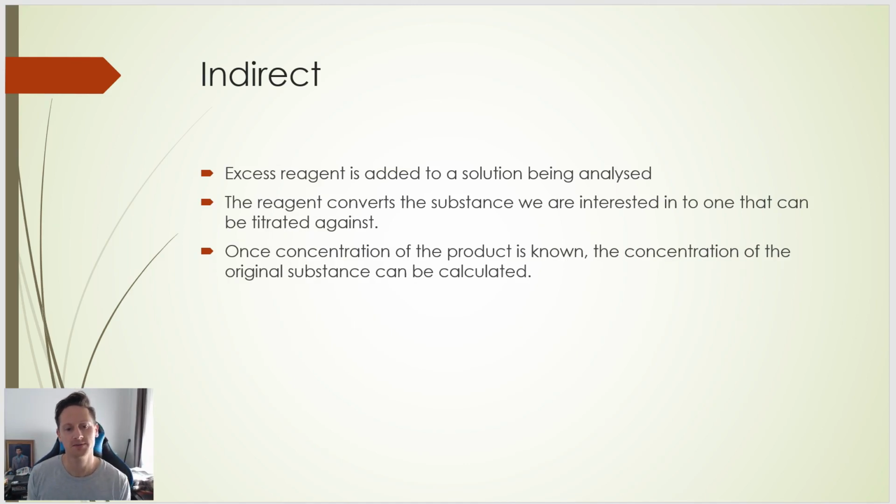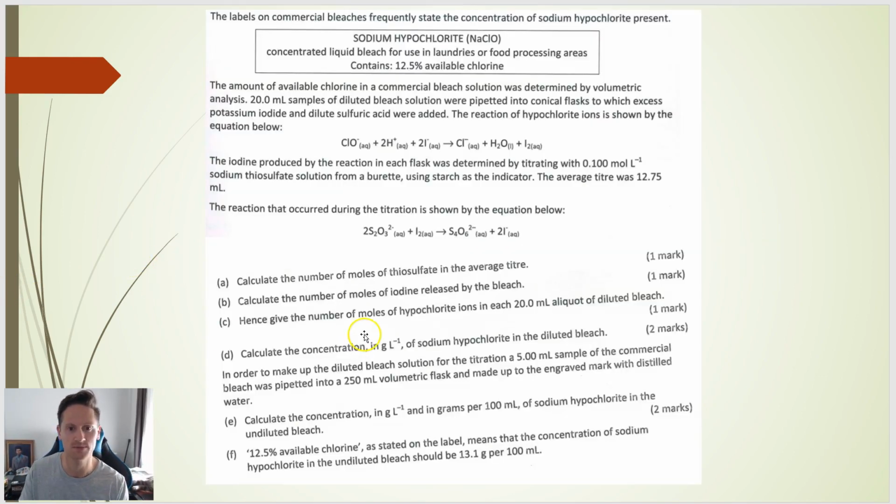So first method, indirect. Excess reagent is added to a solution being analyzed. The reagent converts the substance we're interested in to one that can be titrated against. So essentially, we're doing a reaction to make something new, and then we perform the titration against that new substance. For one of the reasons mentioned in the previous slide, we would be changing to something else, so indirectly finding that unknown concentration. Once the concentration of the product is known, so we know how much we've got, then we can calculate the concentration of the original substance.